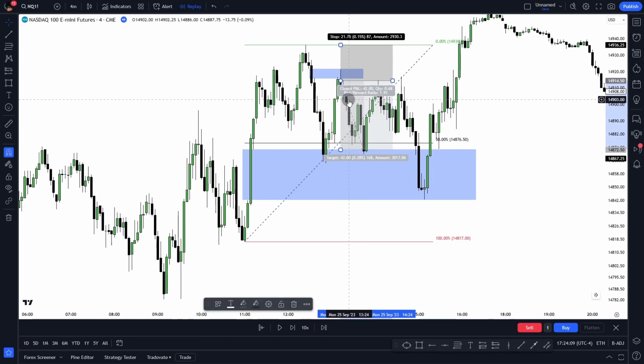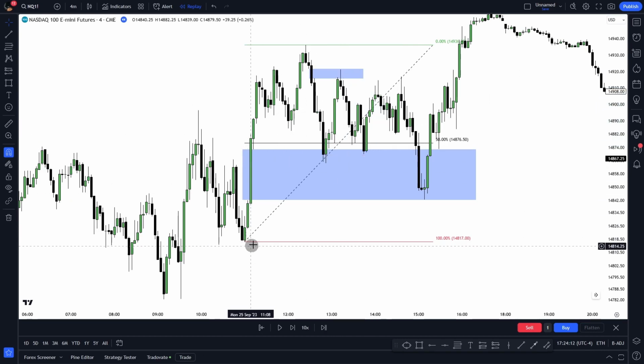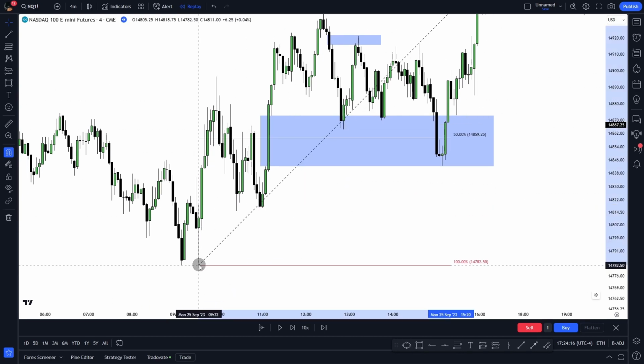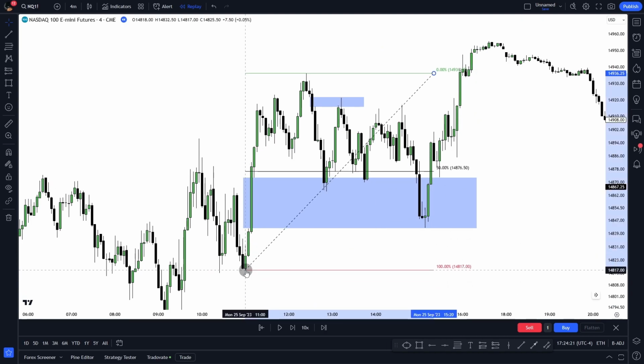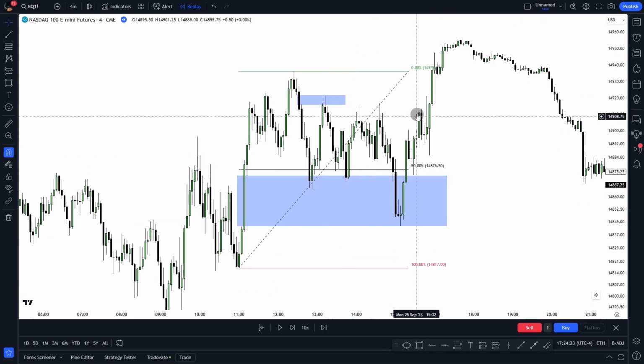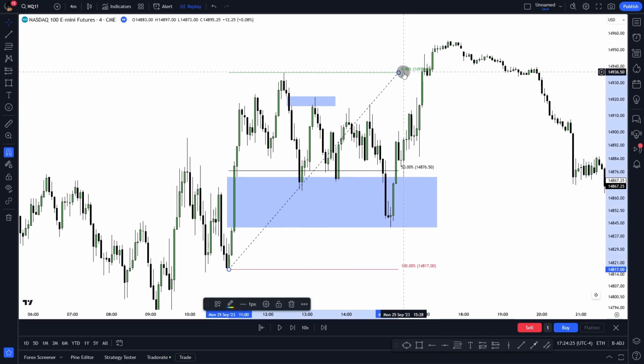And it is very, very simple. You just draw it from the lowest point of the range to the highest point, right? Now this is not the range. This is the range. So that is basically what the ICT premium discount is.